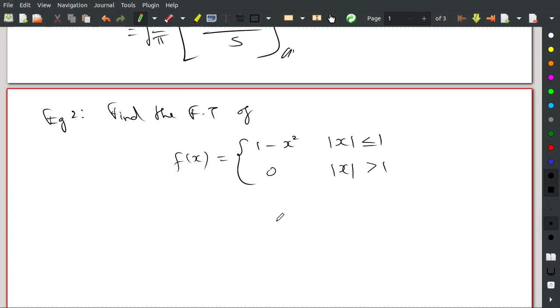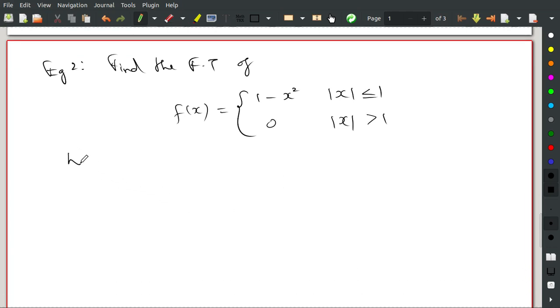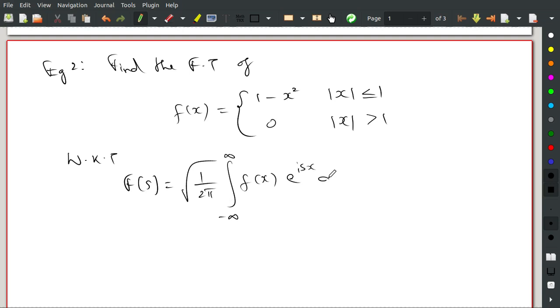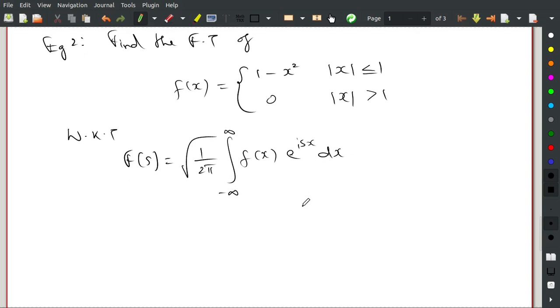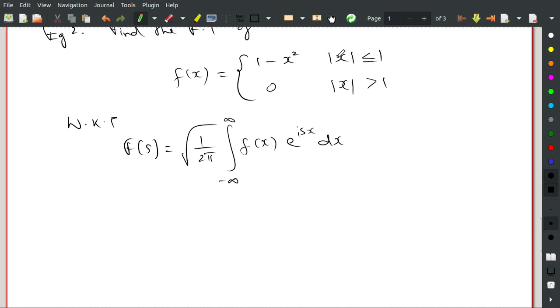Okay, so to tackle this, you can start with the Fourier transform formula. We know that F of s equals 1 by root 2 pi integral from minus infinity to infinity f of x e power isx dx, right? So this is the formula. And since it is mod x, our x runs over both minus and plus values, and f of x is defined between the limits -1 to 1. For x above 1, our f of x is 0.